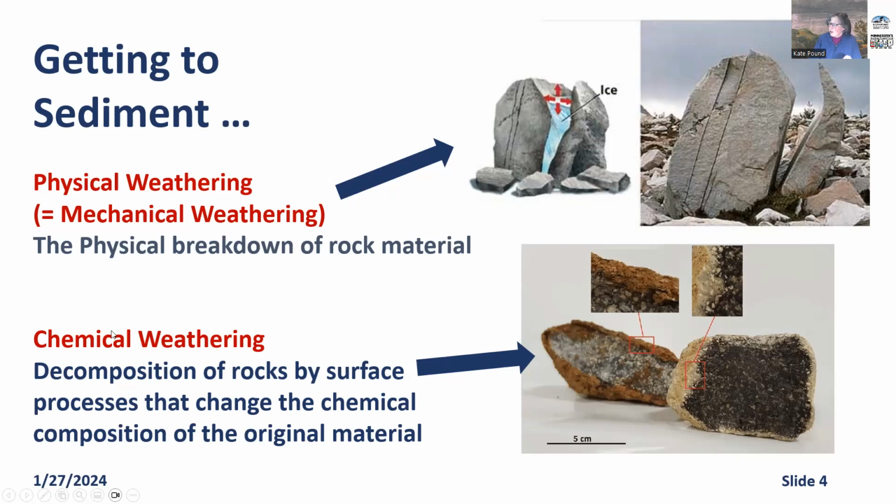On the other hand, there's chemical weathering. And this can be described as decomposition of rocks by surface processes that change the chemical composition of the original material. Okay, that's a definition. But just look over here at this rock. What we're looking at around the edge is what we call a weathering rind. There's also a weathering rind, this orange layer around the rock on the left here.